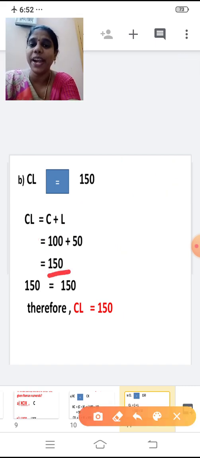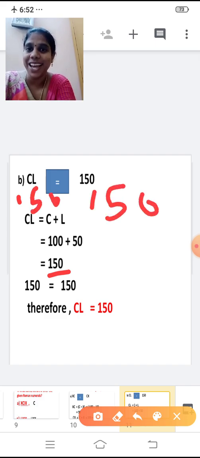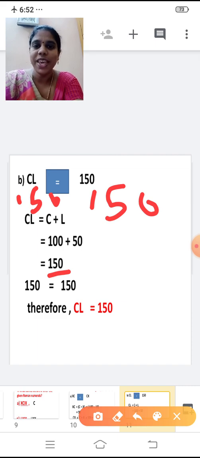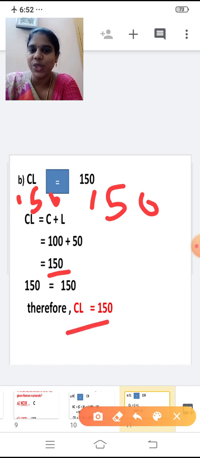Now, we are going to compare 150. The value for CL is 150 and 150. Both the numbers are the same. So, you are going to put an equal to sign in between, right? If all the digits are the same, we are going to put an equal to sign in between. So, put the equal to sign. As 150 is equal to 150, therefore, CL is equal to 150.